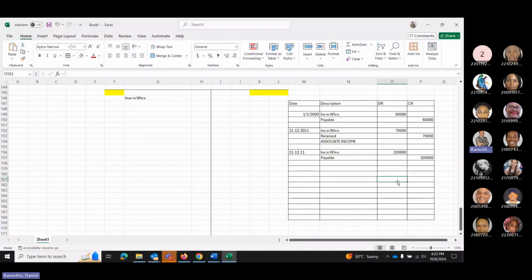Yes, doctor. Sorry, doctor. That retained earning, investment in WHRS 70,000 and retained earning 70,000. How do we come by that, doctor?